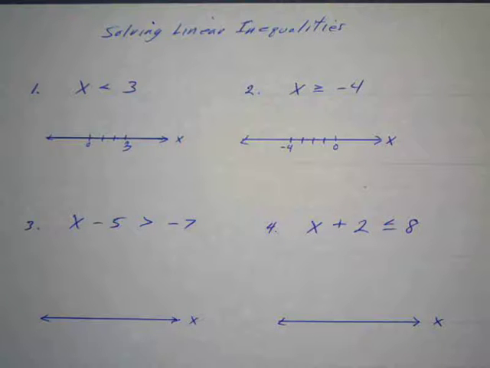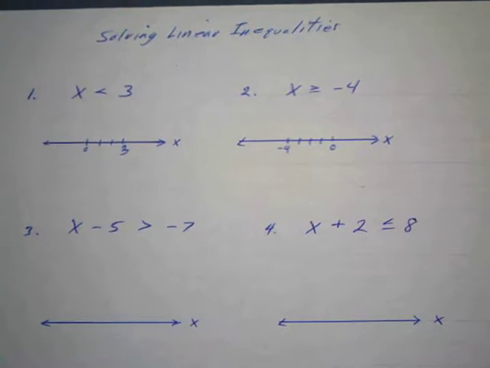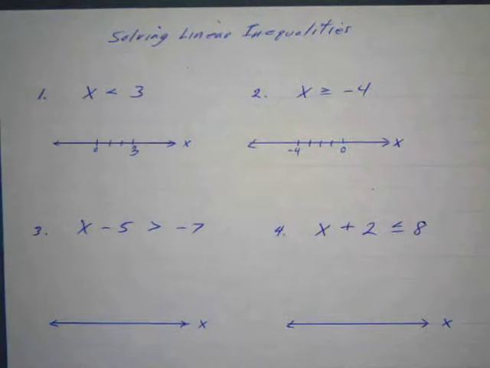Okay, we're going to talk about solving linear inequalities. These are kind of like equations, but only with a less than or a greater than sign. Remember, the arrow always points to the smaller number. So this is saying, number 1, that x is less than 3.